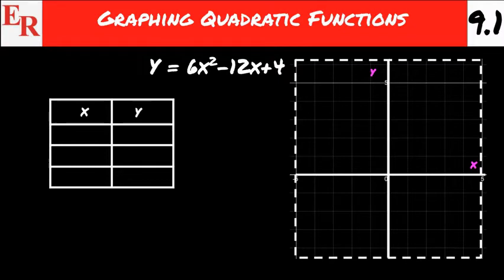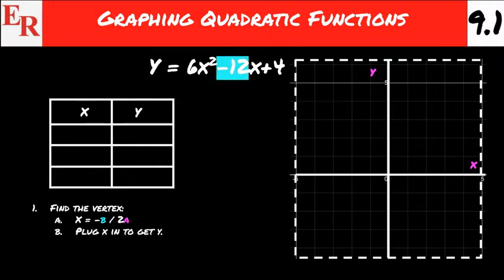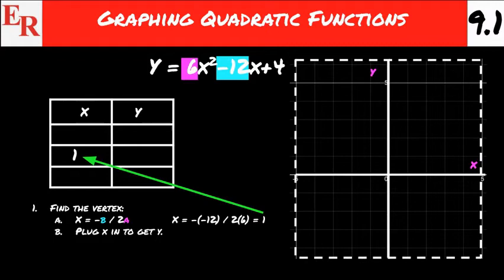And one of them is that vertex, that turning point of the parabola. So first we need to find it using the formula you were given in class, that the x-coordinate is the opposite of b over 2 times a. So we would do the opposite of negative 12 over 2 times 6, giving us 12 divided by 12, which is 1. That's going to be our x value of the vertex.